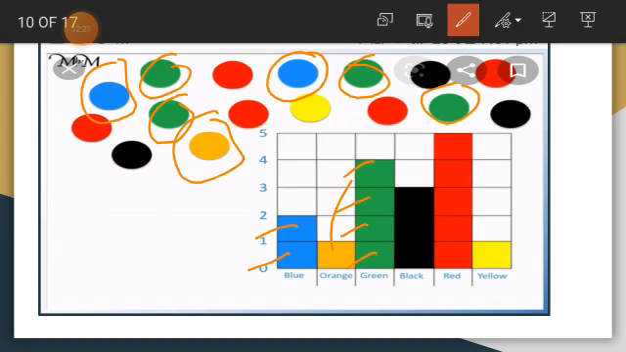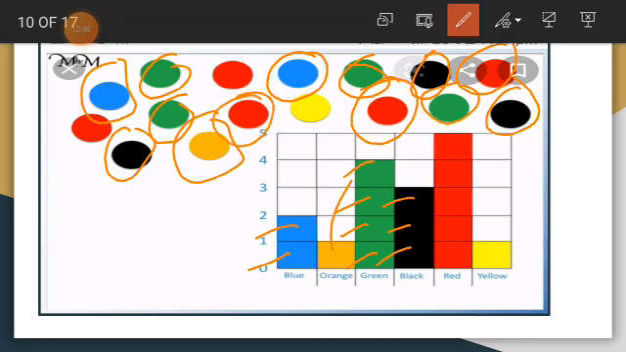Now which one is the next color? That is black. Now count the black circles. 1, 2, 3. Now you will color 1, 2, 3 blocks. Next color is red. Now count the red circles. 1, 2, 3, 4 and 5. Okay, how many red circles are there? 5. So color the 5 blocks. 1, 2, 3, 4, 5. You color 5 blocks in red.